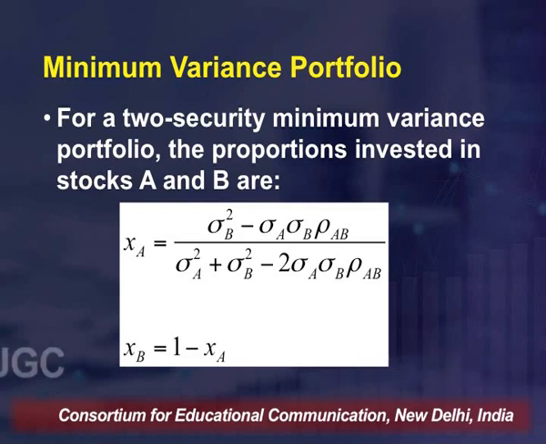That means if I want to find out the investment to be made in stock A, I will simply calculate it by putting in the formula as visible on the screen. So in the numerator we have the variance of B minus the standard deviation of A into standard deviation of B into correlation between stock A and stock B. Then we divide it by the variance of A plus variance of B minus 2 into standard deviation of A into standard deviation of B and the correlation between A and B. When we apply this formula and put in all those values, we can easily calculate what ideally should be the weightage of stock A.